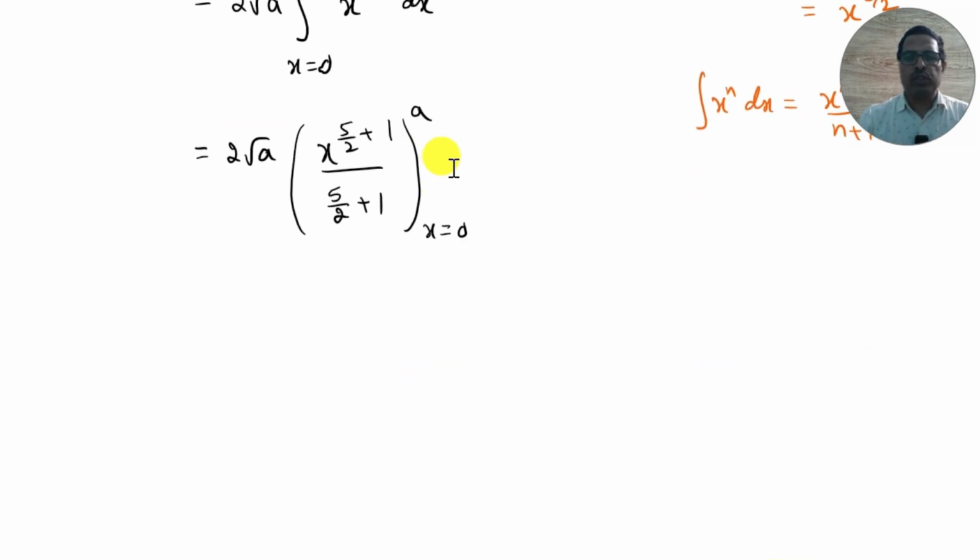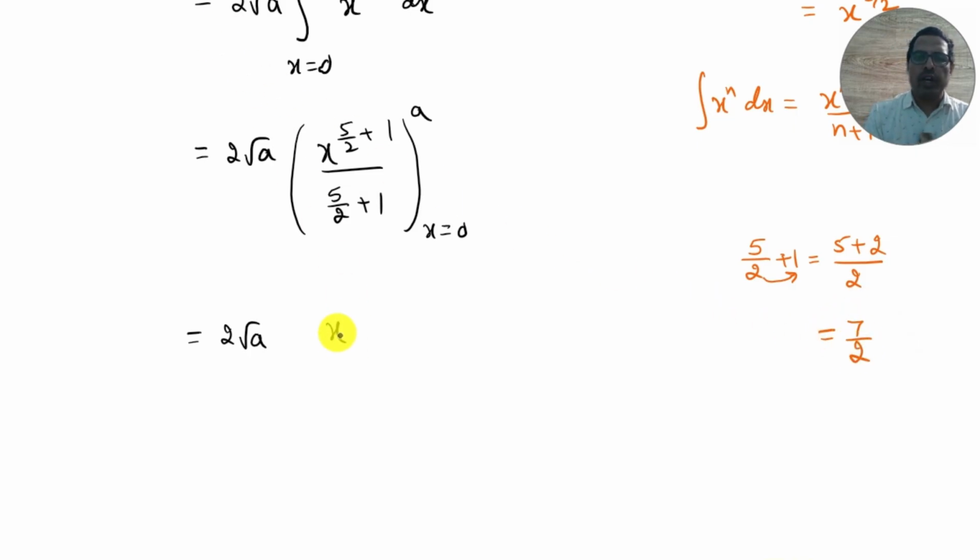Now further let us try to simplify. This 2 root of a will be as it is. This is x power of... Now if you just try to simplify this one, 5 by 2 plus 1. If you take the LCM as 2, this 5 will remain as it is, plus just cross multiply, 2 times 1 will become 2. So 5 plus 2 will become 7, so it is 7 by 2. Hence the power will be 7 by 2. It is whole divided by 7 by 2. The limit values are x is equal to 0 to a.